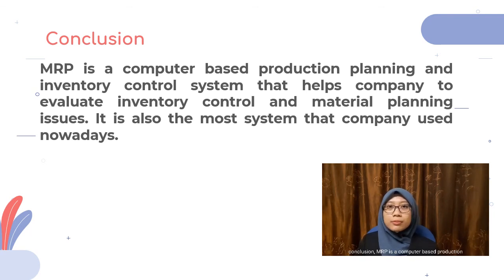In conclusion, MRP is a system-based production planning and inventory control system that helps companies to evaluate inventory control and material planning issues. It is also the most popular system that companies use nowadays.